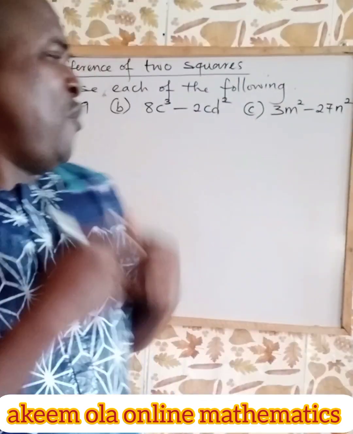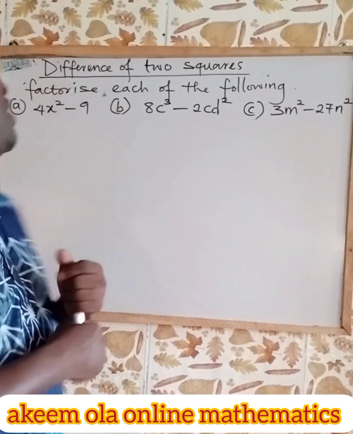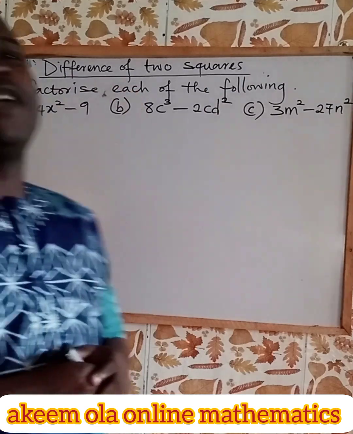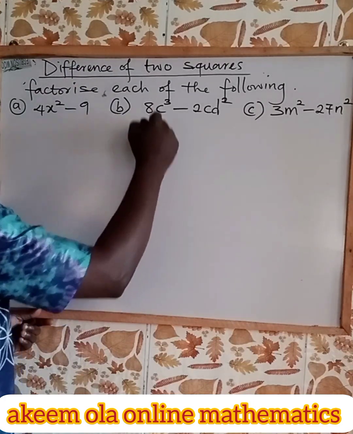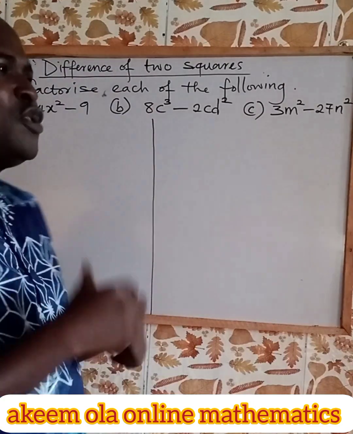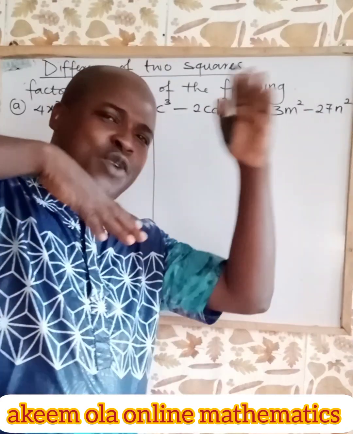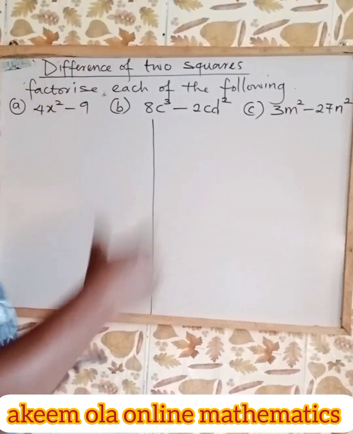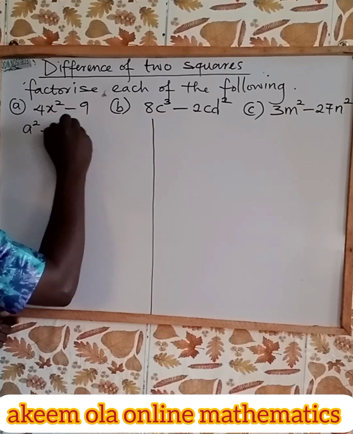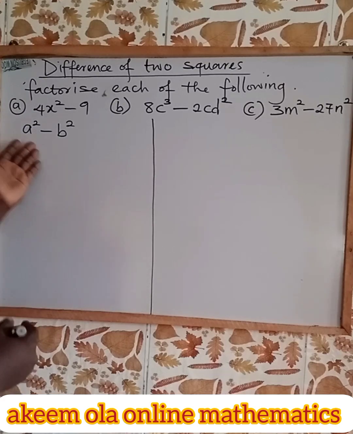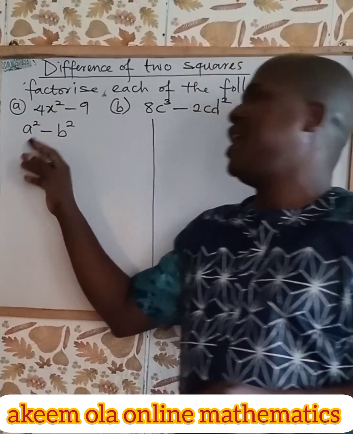We have another topic in mathematics to destroy this morning, and the topic is difference of two squares. Difference means minus, as in a particular square minus another square. What we are saying in essence is that we may have something like a squared minus b squared. It can be in this format. This is a typical example of what difference of two squares is all about.